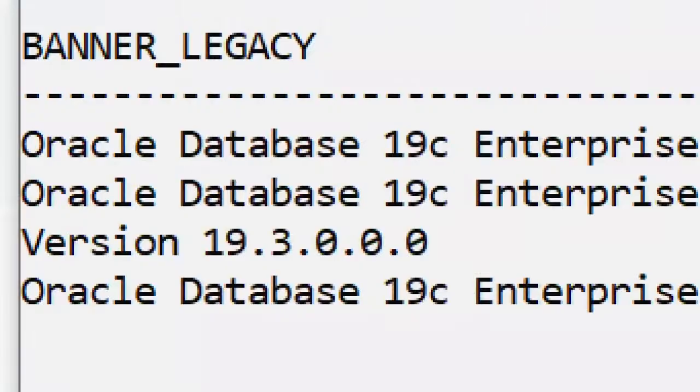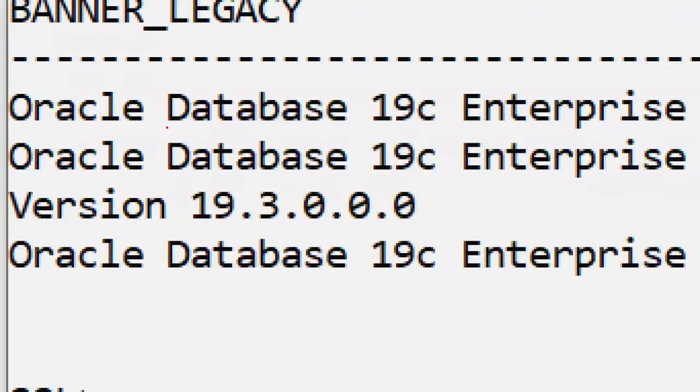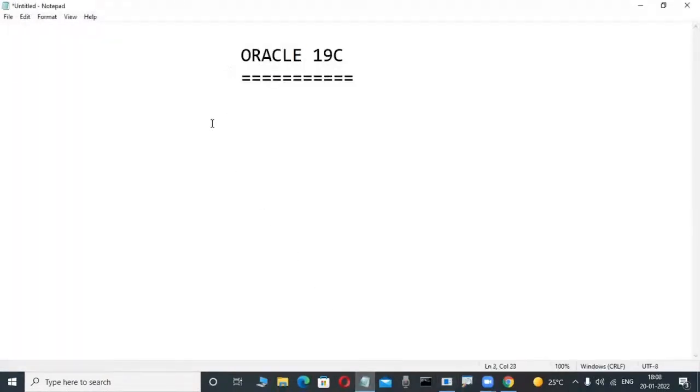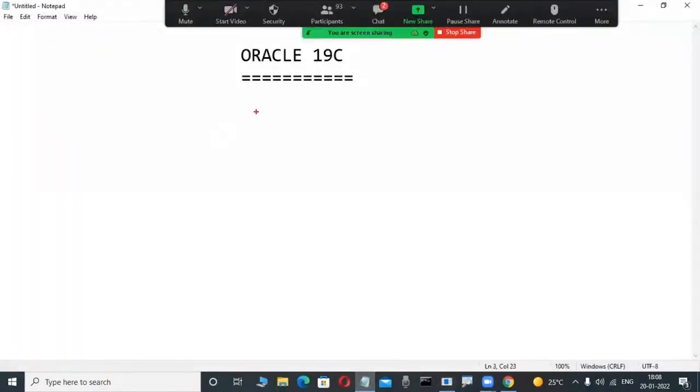Oracle is a product from Oracle Corporation. Okay, but here this is a database product. Oracle is a database product. So many fellows have an idea. Okay, fine. And now check it out.